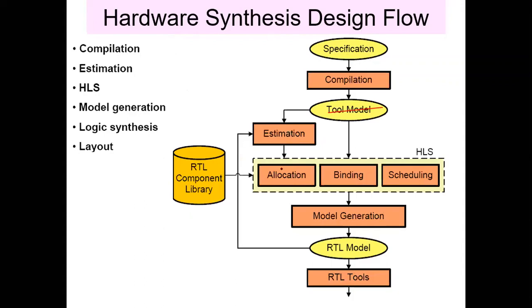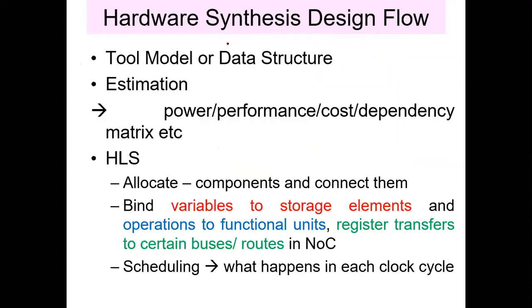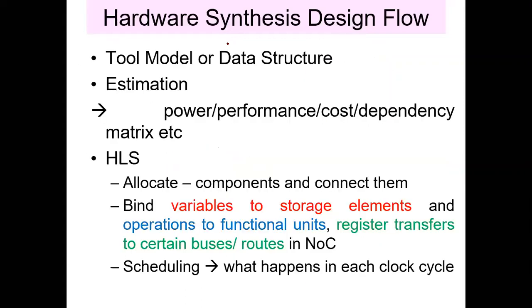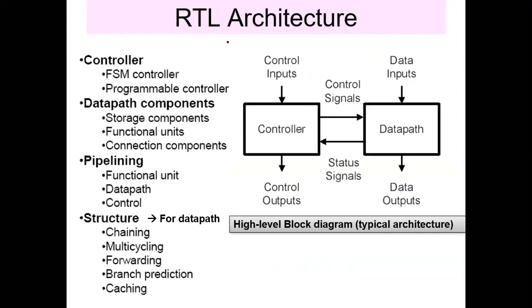For an optimized result, normally we will go for a combined stage. That means allocation, binding and scheduling will be done together. Then once you do that, you will get a model, that is RTL model generation. That RTL model can be used by our normal RTL tools for generation of the corresponding hardware. That is what we call the hardware design flow. Okay, that's what we discussed in the previous class.